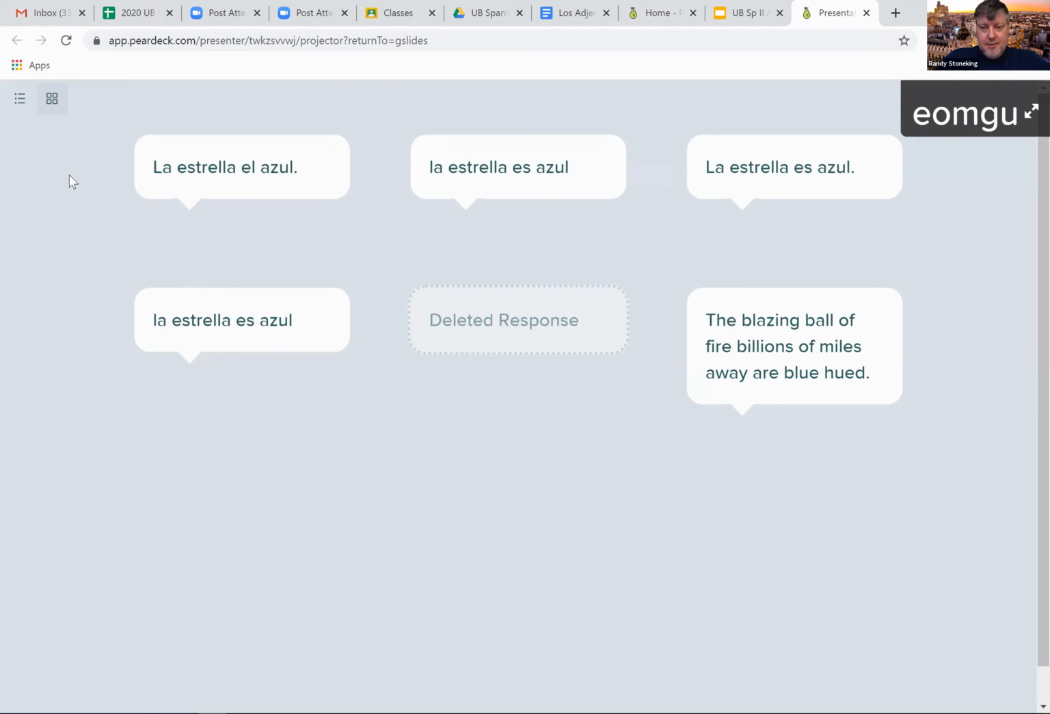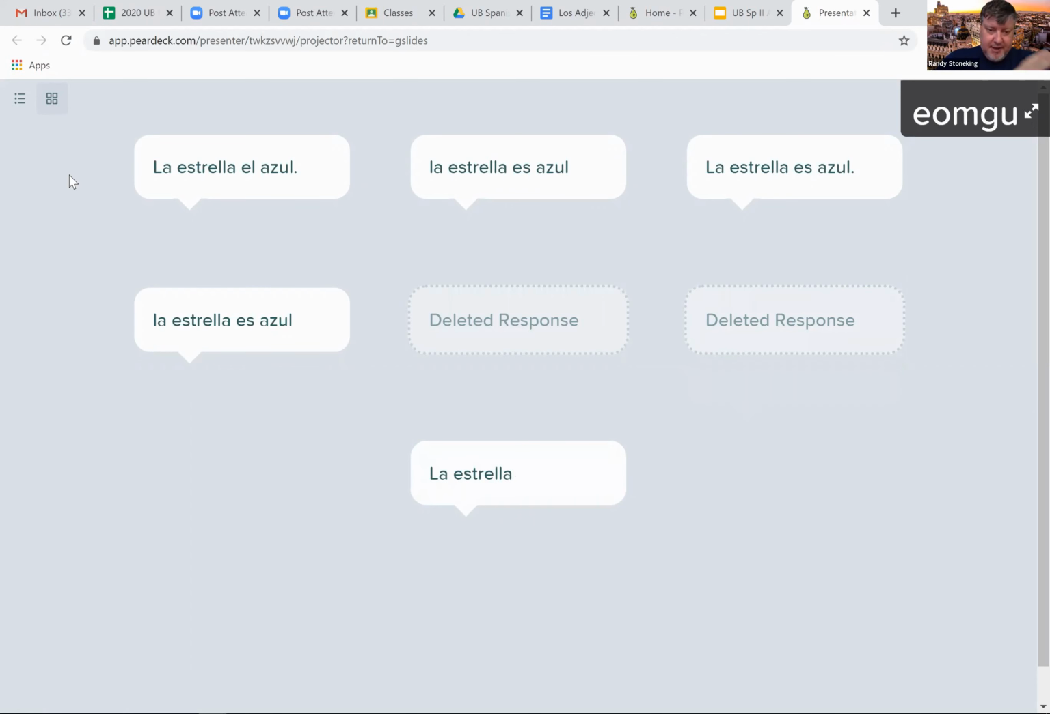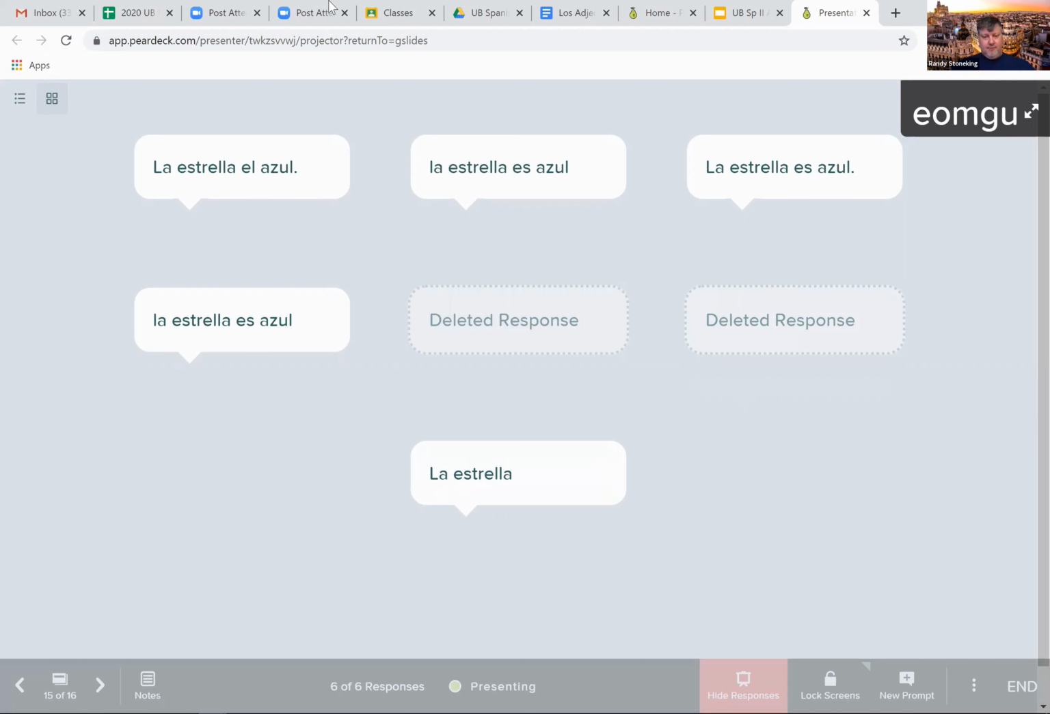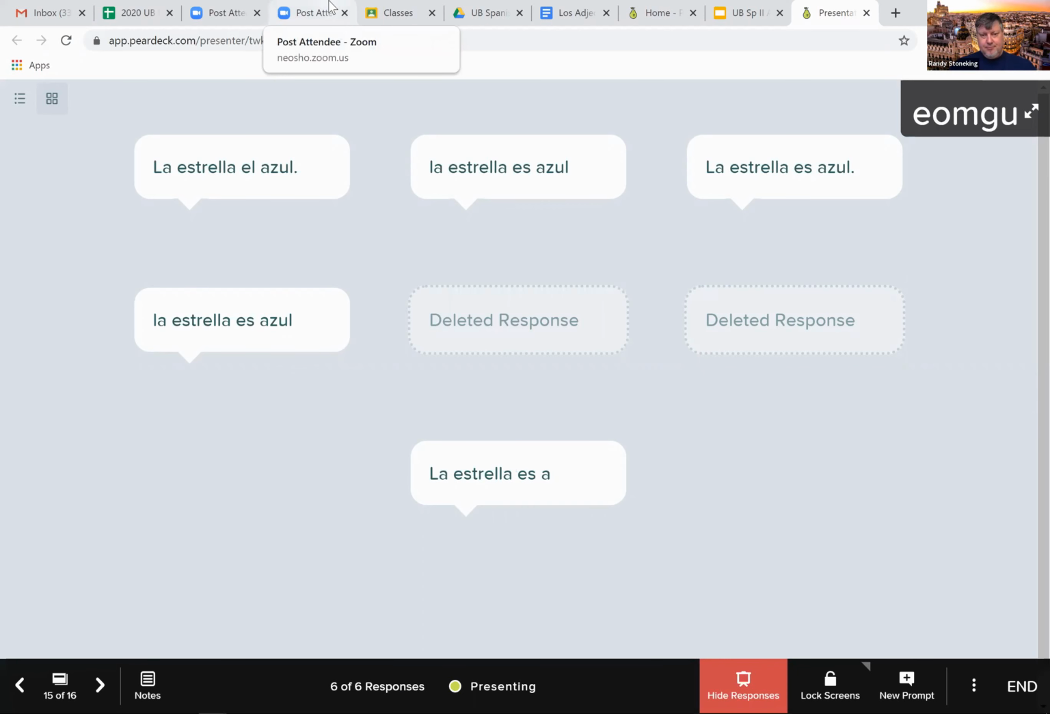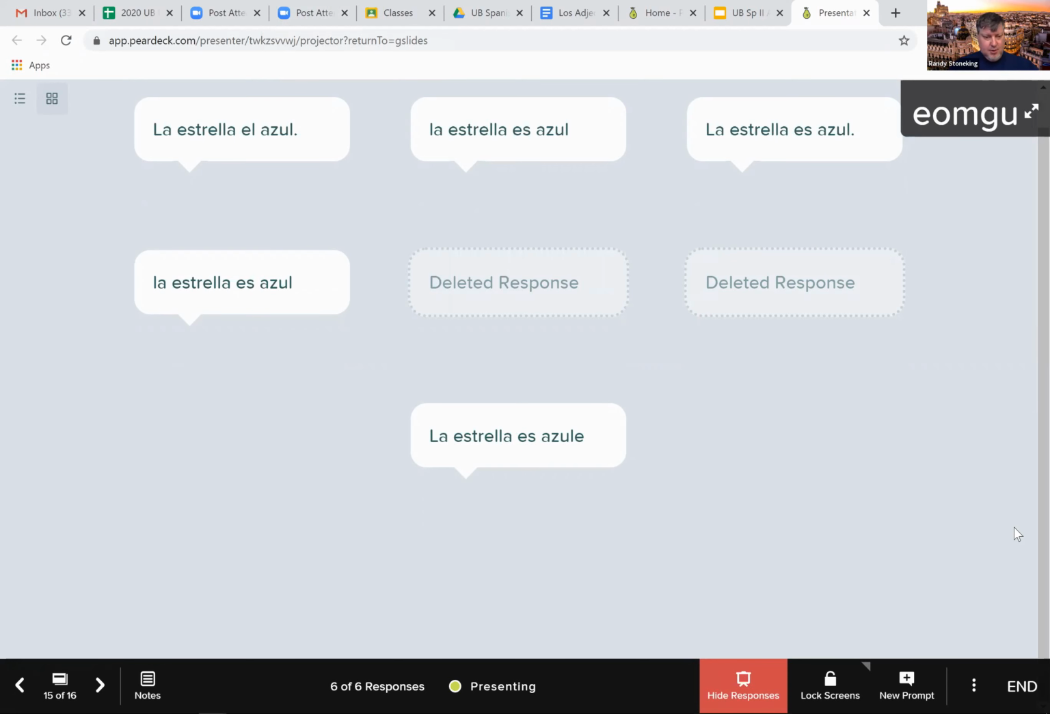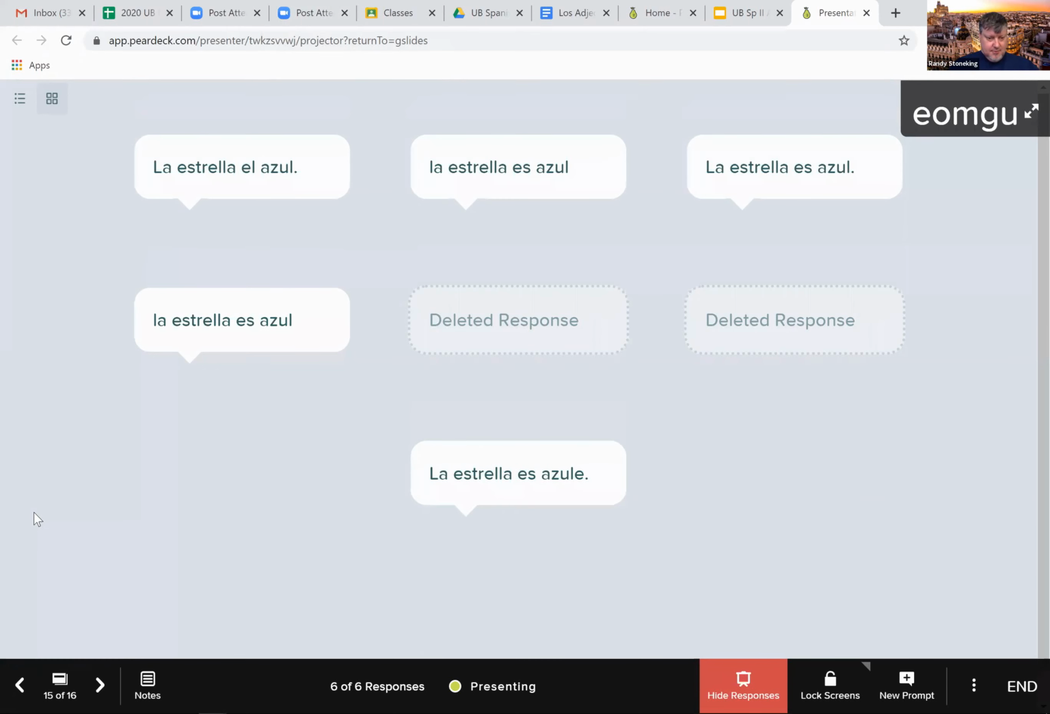Very good. So las estrellas becomes la estrella. Son goes back to es. Azules goes back to azul. We take the es off because now we're just singular. So la estrella es azul. Very good. Excelente. Bueno, okay, un más. One more.